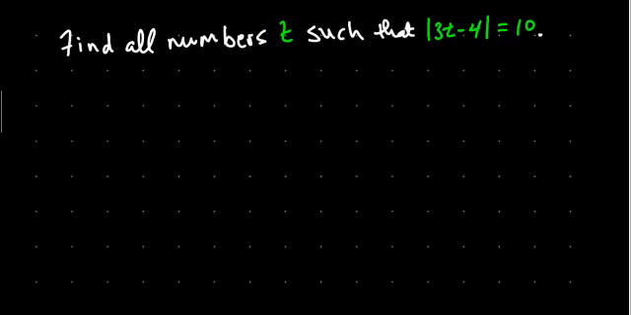Okay, I'm going to work through 3 examples of absolute value here. So stick with the whole video. We've got: find all numbers t such that the absolute value of 3t minus 4 equals 10.